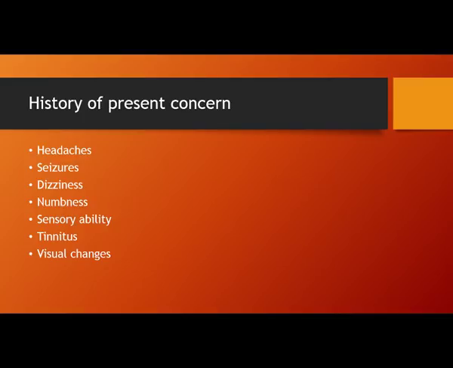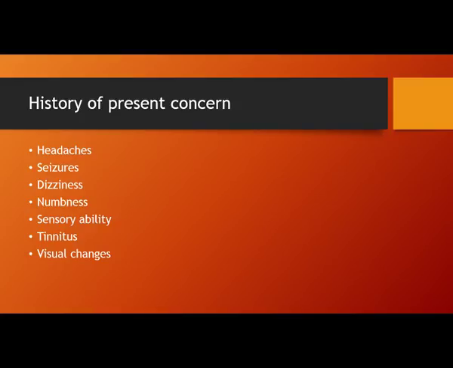Dizziness. And there are two types of dizziness as well. There is what we call objective or subjective, and subjective meaning that you feel like you're spinning, and objective you feel like the world is spinning. Numbness, which could also be tingling or could be a sign of neuropathy. Any problems with sensory abilities, whether it be smell, taste, hearing, vision, feeling, maybe loss of feeling, some aspects of feeling.